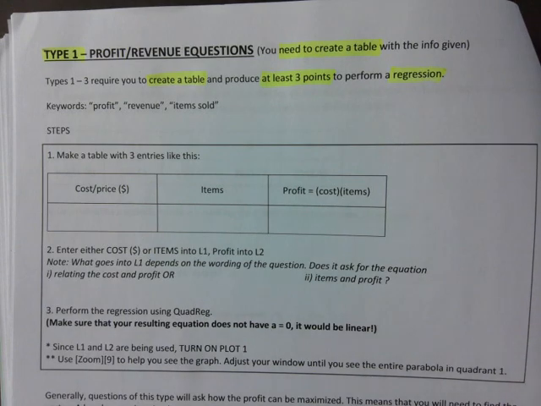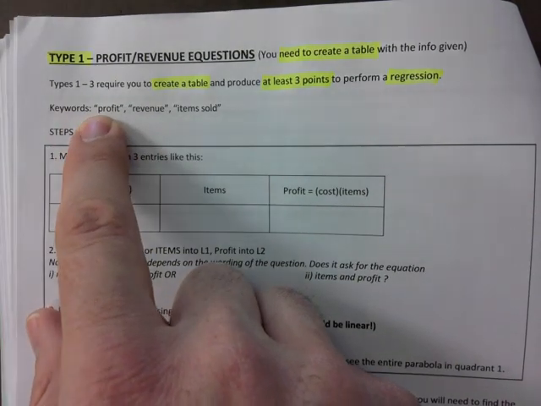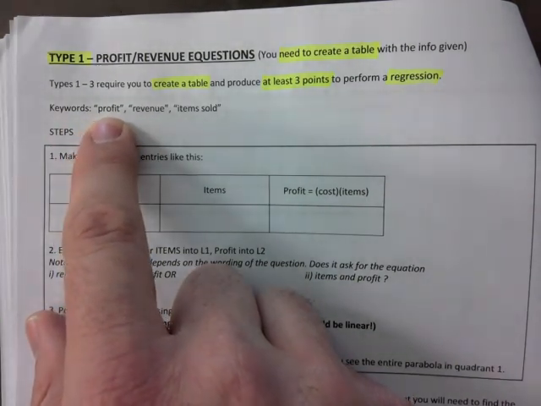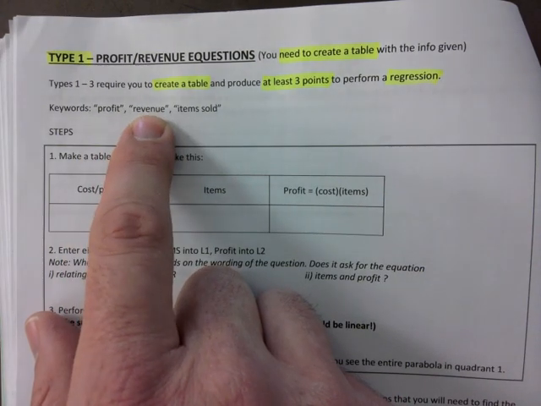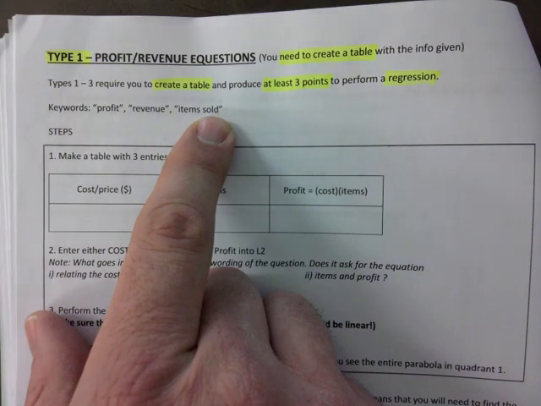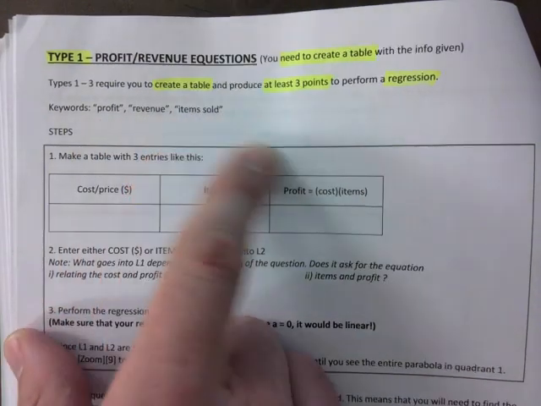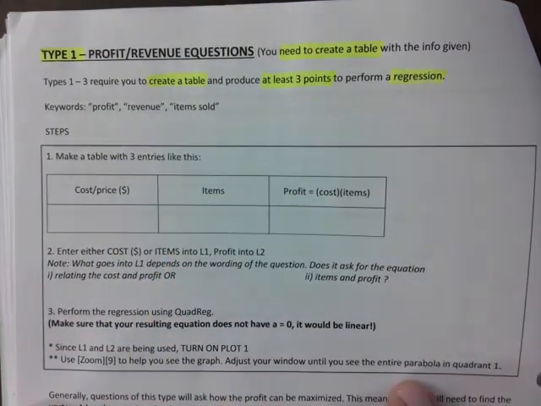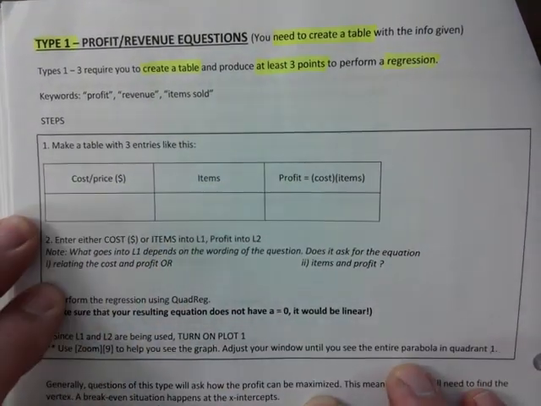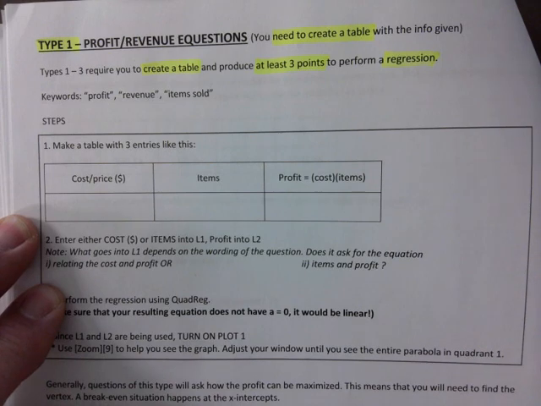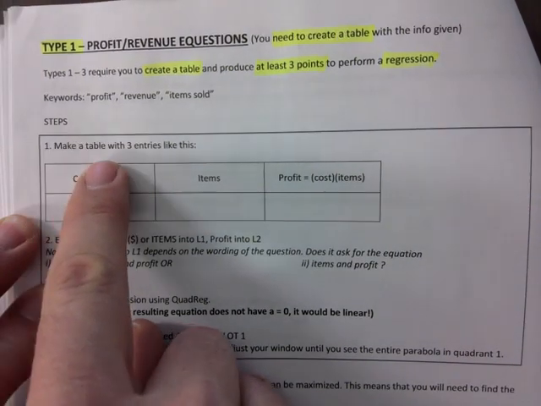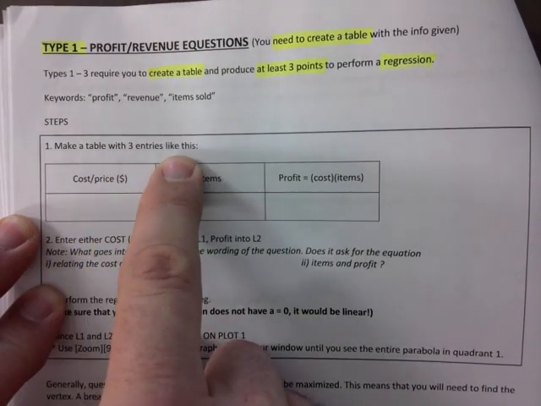Some of the keywords that you want to look for to identify that this is type 1, if you see something like referring to profit, revenue, items being sold, right? How much each item costs, stuff like that, you know you're in this territory. Okay. So this is what a table could look like, right? So you make a table with 3 entries like this.